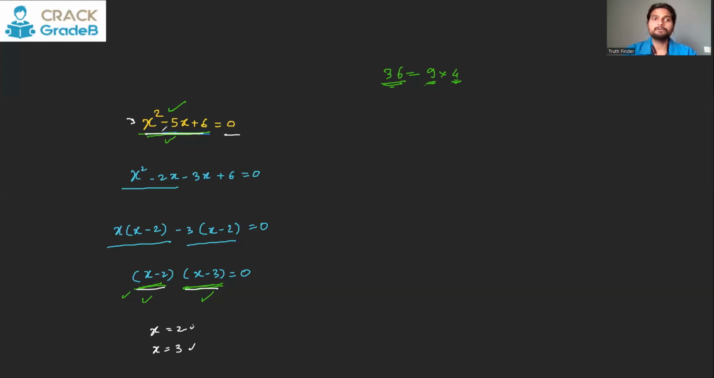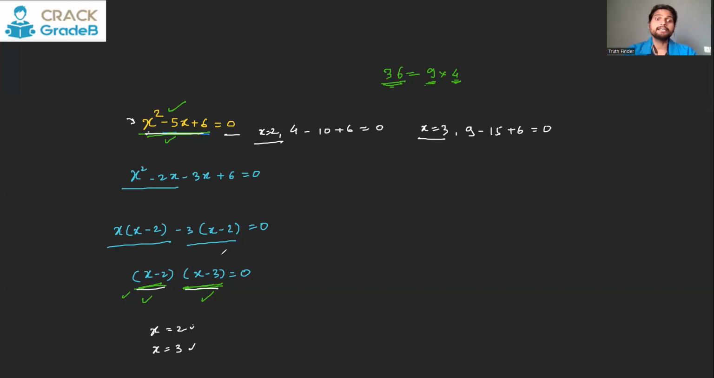That means if you put x is equal to 2 here, we get 0. Putting x is equal to 2, we get 2 square, that is 4, minus 5 into 2, that is 10, plus 6. So we get 0. Or if you put x is equal to 3, then it becomes 3 square, that is 9, minus 15 plus 6, that also will be 0. So roots are those values of x for which the quadratic expression actually becomes equal to 0.